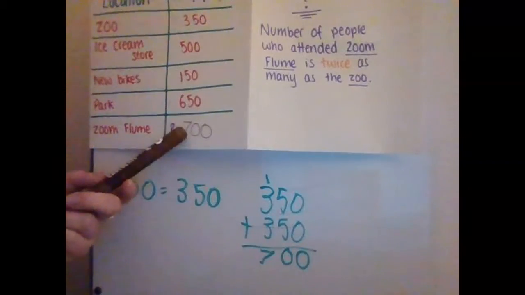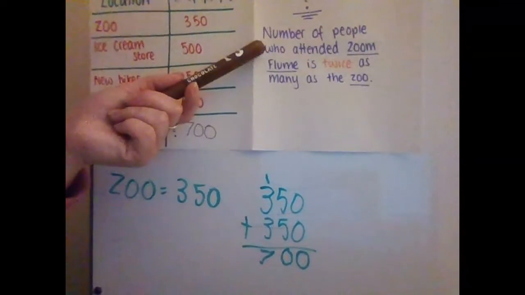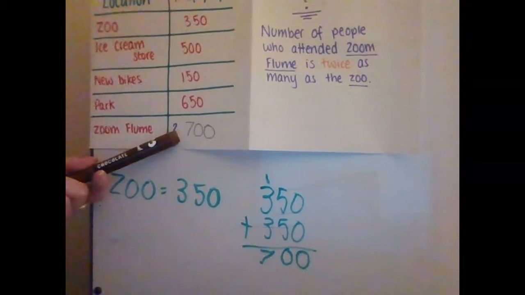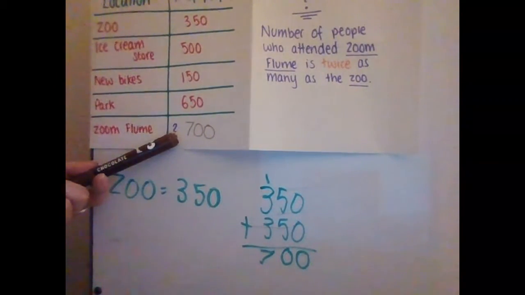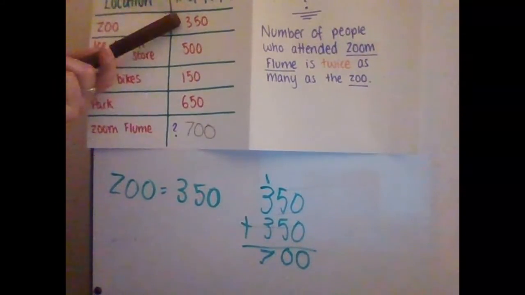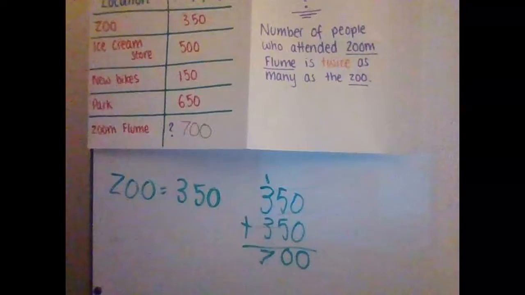700 people went to Zoom Flume. I can add that on my chart and I can confirm that I'm correct because this information box over here tells me the number of people who attended Zoom Flume is twice as many as the number of people that went to the zoo. So we've done twice the number of the zoo to get me the total number of people that went to Zoom Flume.